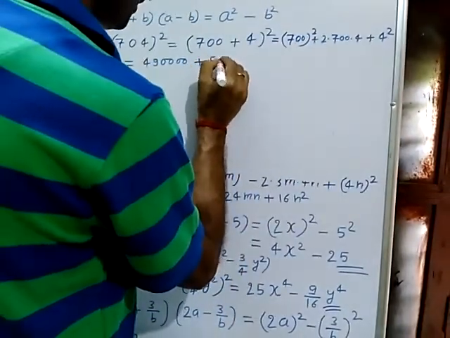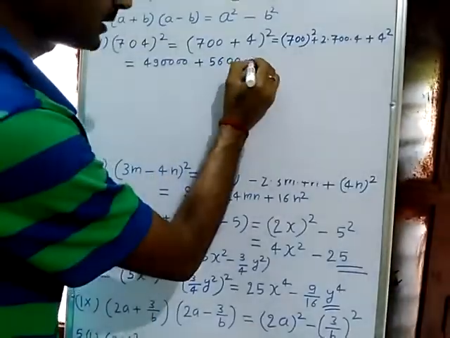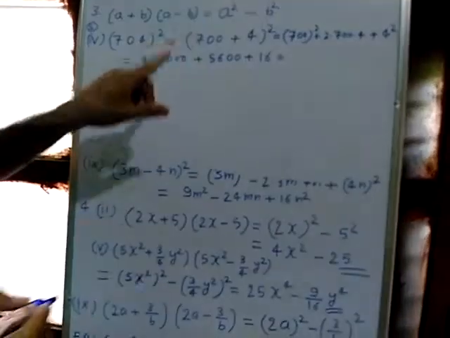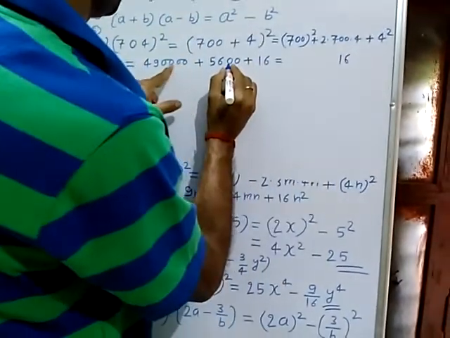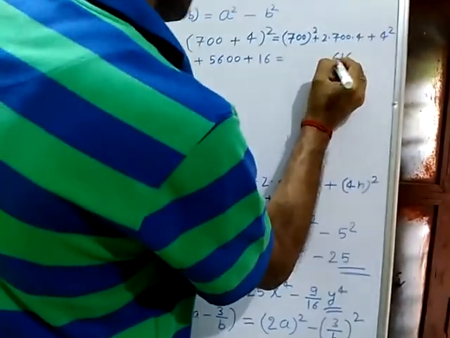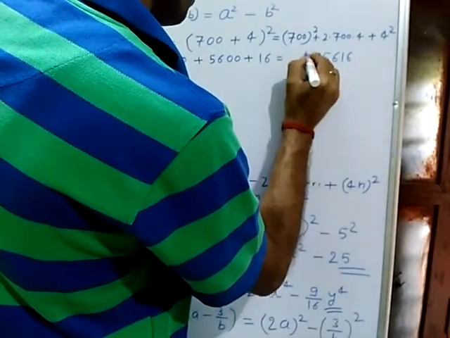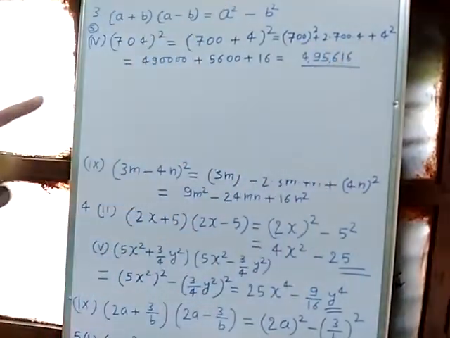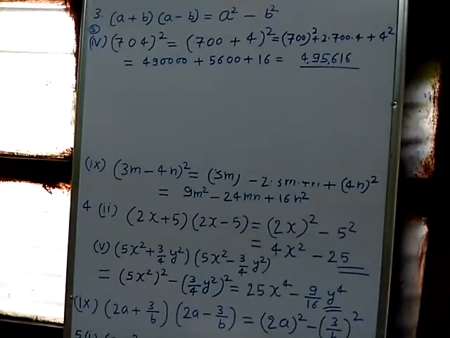So it becomes 5600. Now 5600 plus 4 square, that is 16. Then add them all. So we get 6, then 1, then 6 again, then 5, 9, 4. So we got 4,95,616 as the value of 700 plus 4 the whole square.